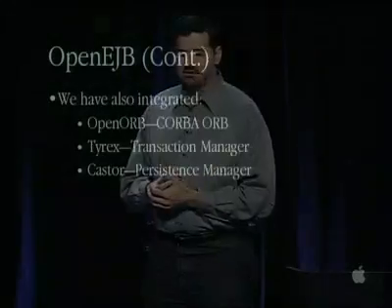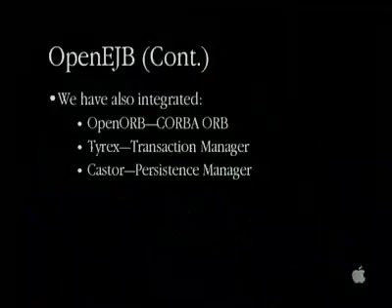So what did we pick for services? These are also open source projects. We picked OpenORB, which is a CORBA compliant ORB. Tyrex was a transaction manager. Tyrex is actually used in a number of other commercial products, including JBoss, and I think Sun uses it in some of the Netscape stuff. And Castor is a persistence manager, which allows us to manage database connections. Tyrex and Castor kind of interplay with each other for connection pooling and transaction management.